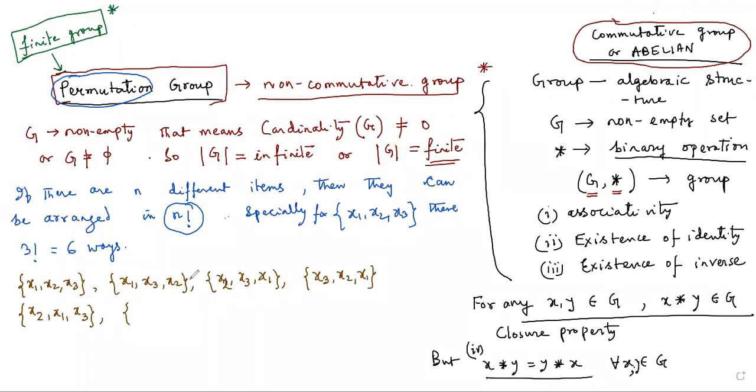x1 x2 x3, x1 x3 x2, x2 x3 x1, x2 x1 x3, x3 x2 x1, x3 x1 x2. These are the 6 possible ways by which these elements can be arranged among themselves. So you will write it in this particular manner.